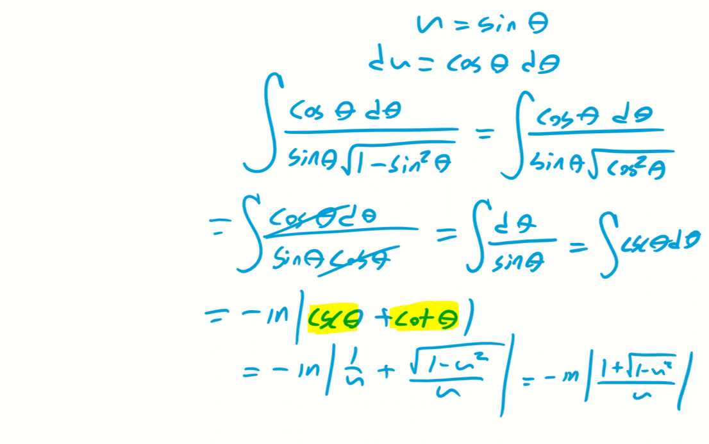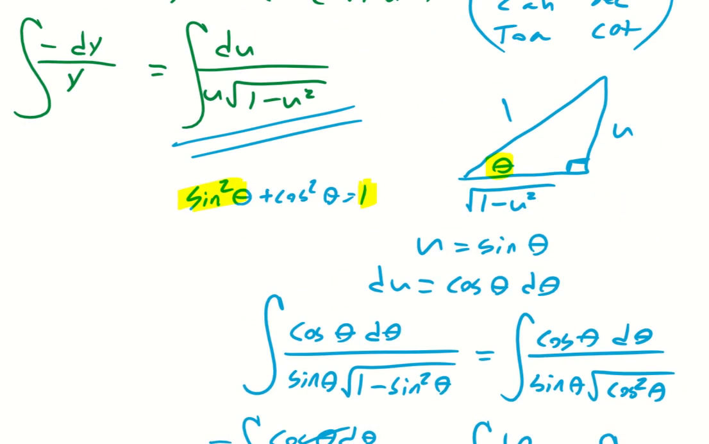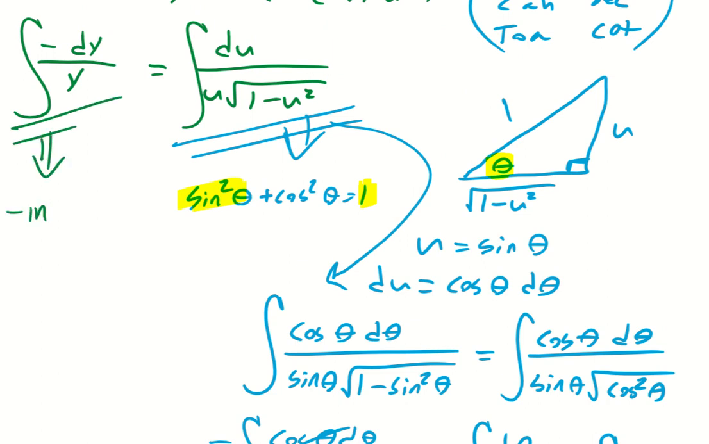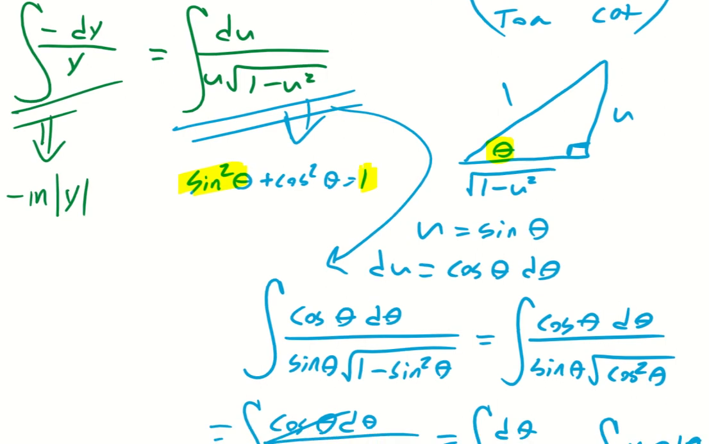So this here is our right hand side. So we figured that out. What about this left hand side? That would just be minus natural logarithm of the absolute value of y. So let's put this together.